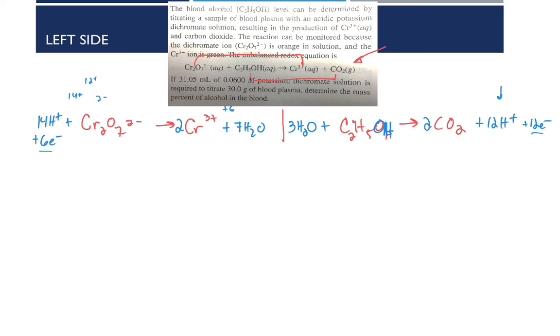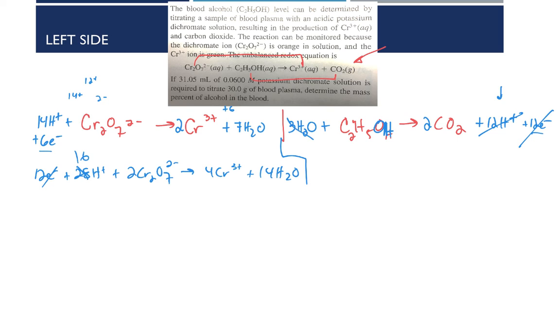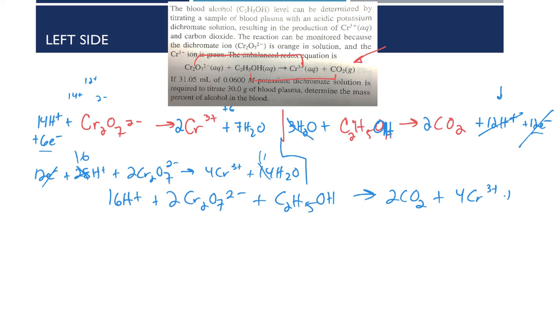Okay. So basically we've got 12 electrons on the right, 6 on the left. So we've got to double everything on the left. So that becomes 12 electrons plus 28 hydrogens plus 2 Cr2O7 2- goes to 4 Cr3+ plus 14 H2Os. Okay. Doing some cancellations here. The electrons cancel out. 12 of the hydrogens cancel out. So that's going to leave me with 16 of those. And then we got some waters too. So 3, and that makes that one 11. So when I get done balancing this, I get 16 H+ plus 2 Cr2O7 2- plus C2H5OH goes to 2 CO2 plus 4 Cr3+ plus 11 H2O.